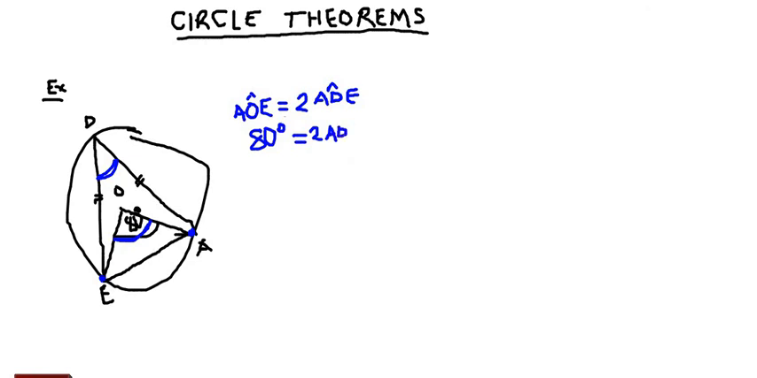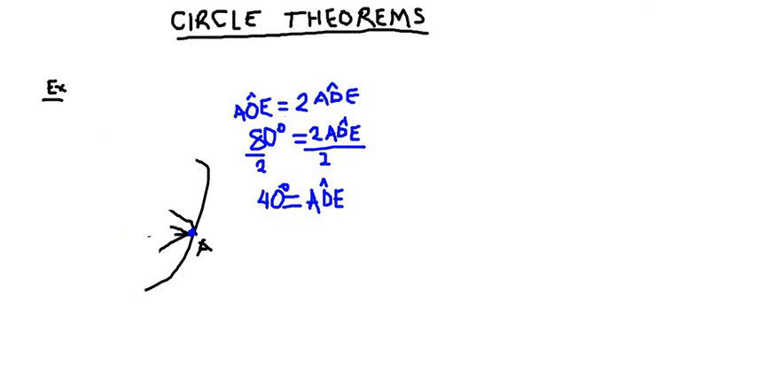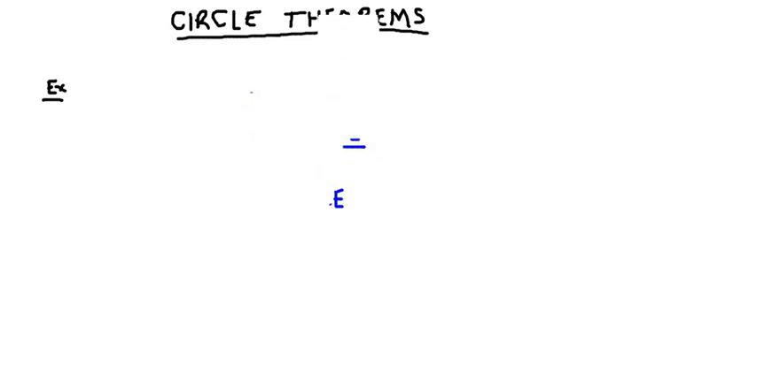The angle at the circumference is half of the angle at the center. So to find ADE, we divide by the coefficient 2, which means ADE is 40 degrees. So from that sketch, we know that will be 40 degrees. That is how we can interpret that from theorem number 3.